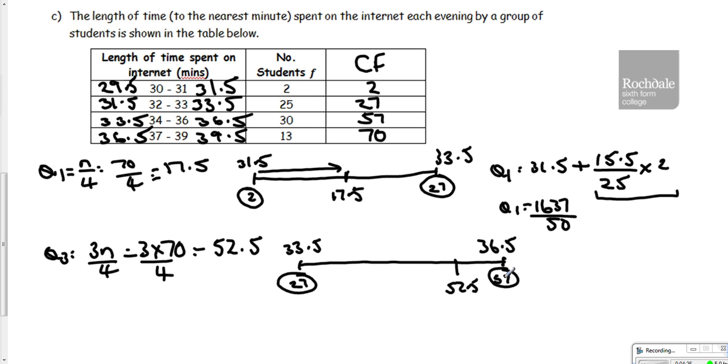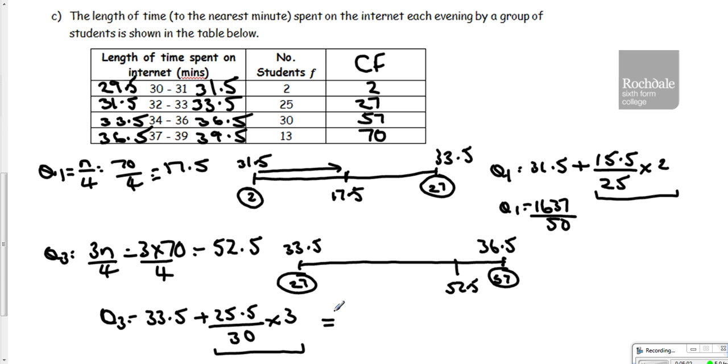Okay. So, same thing as usual. Do the calculations. It's the lower boundary, which is 33.5, plus the frequency we want. Now that's from 27 up to 52.5. So that works out to be, if you subtract those, 25.5. That's how many we want. How many were there in the interval? Well, there were 30 values in the interval. And we times by the class width. Now in this case, the class width is 3. Again, work that section out first, then add on the lower boundary. And again, I did it as an exact fraction because I knew I was going to be subtracting them.